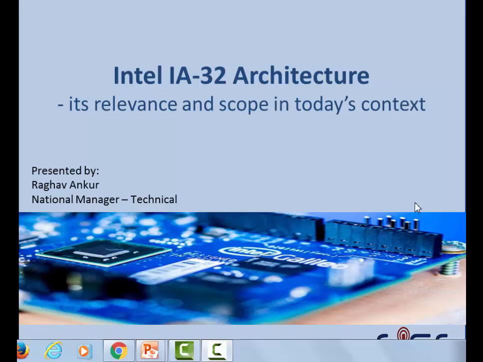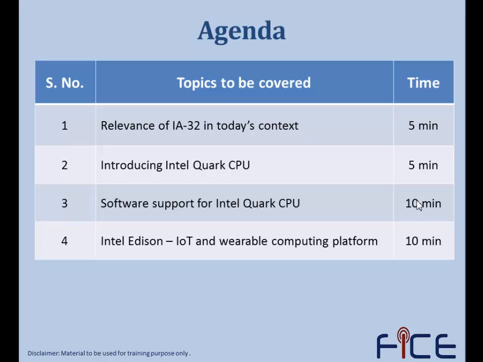Let's understand how this webinar is structured. We are going to cover some of the basic topics like relevance of IA32 in today's context, what are the applications, what are the IA32 powered CPUs available to work with. Similarly, we will introduce Intel Quark CPU, which is a very famous IA32 architecture. We will also talk about what libraries and other software components the Intel Quark CPU supports. And in the last, we will be giving you a brief introduction about Intel Edison and what are its applications in IoT as well as wearable computing.